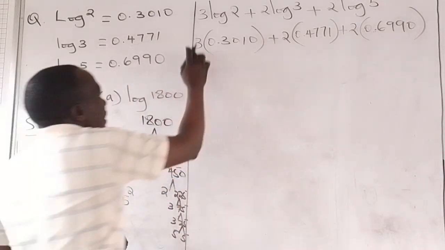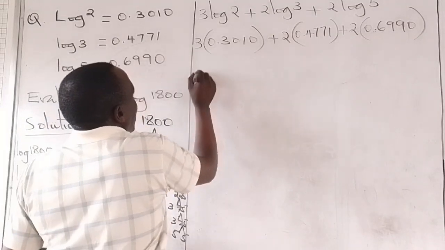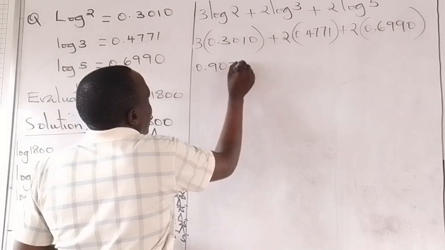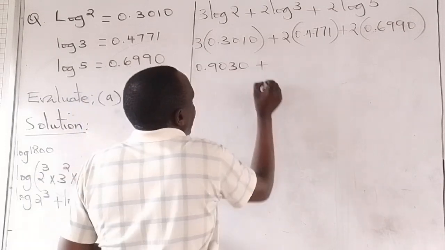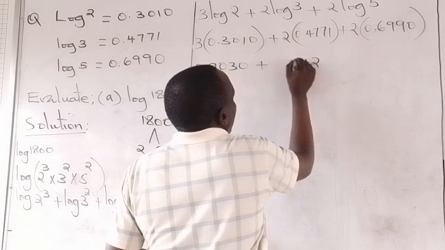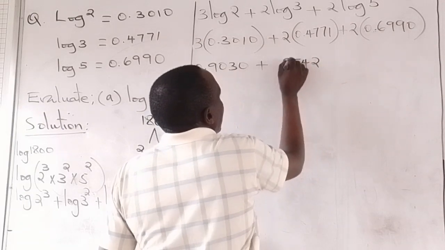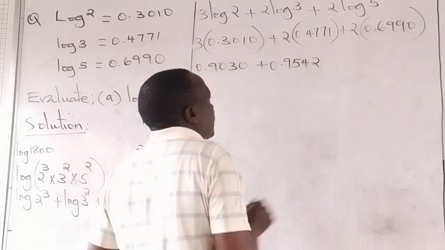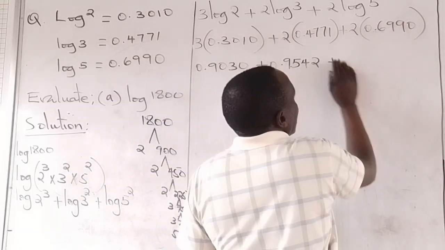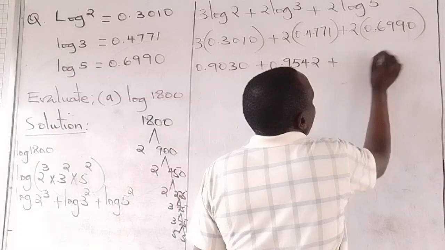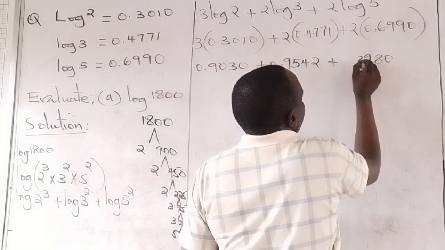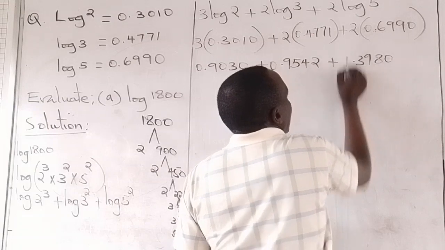Then from there, before we multiply, we are going to remove the brackets, or expand. This one multiplied by 3, we are going to get 0.9030 plus this one will be 0.9542. This one times 2 will be 0, 8, 9, 12 plus 1 is 13. We carry 1, so we have 1.3980.